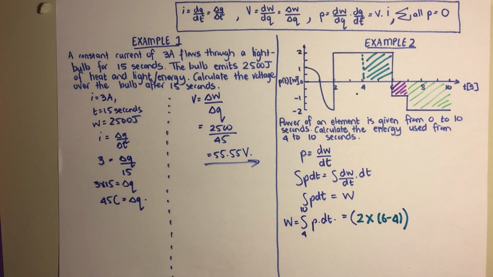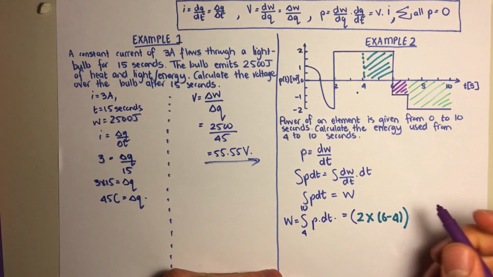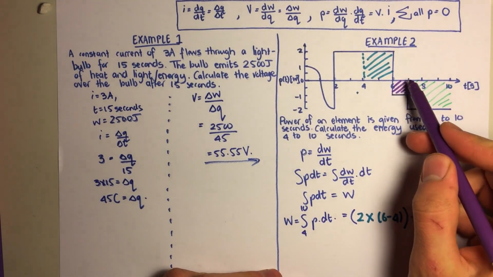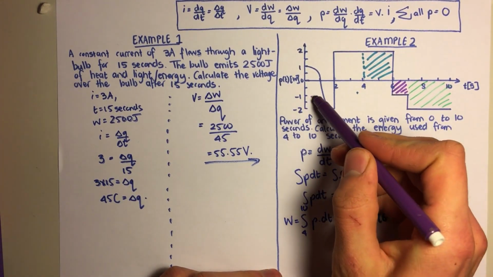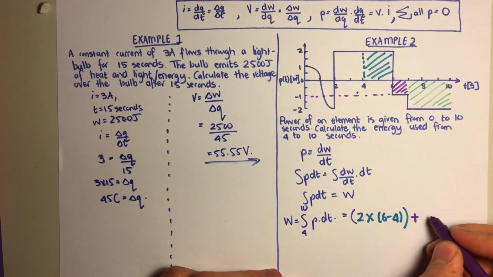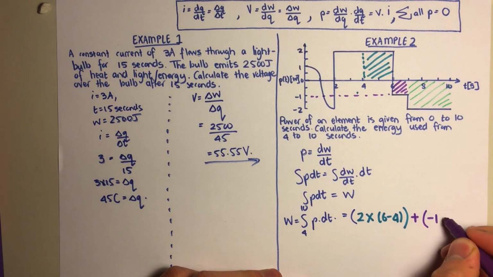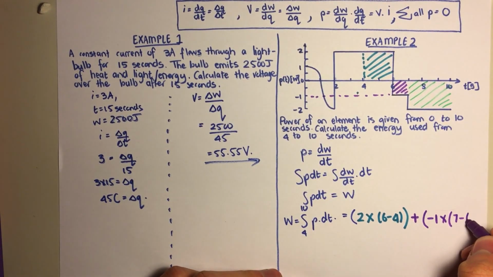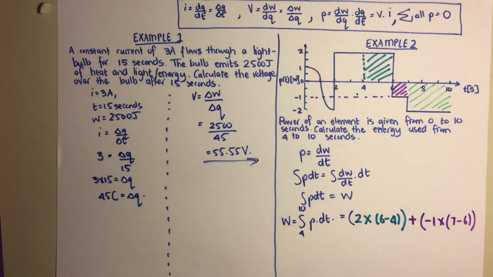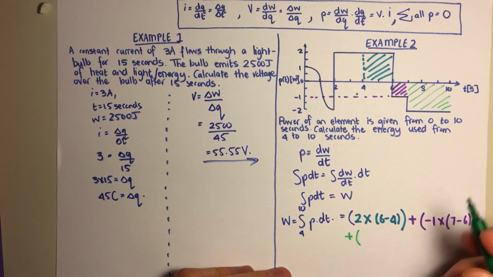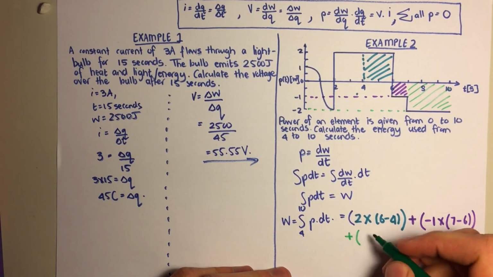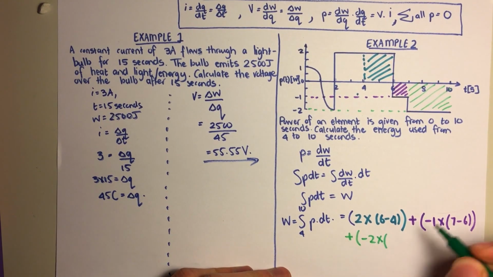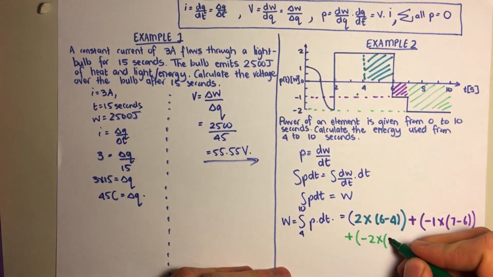Okay, then we add the next one. It's 7 minus 6 times minus 1, because our height here is minus 1. Note that we go below the x-axis. So that would be minus 1 times 7 minus 6. If you'd like to write it out like that, you can, just for completion. Then this one is also negative, and it has a height of minus 2. So minus 2 times 10 minus 7.